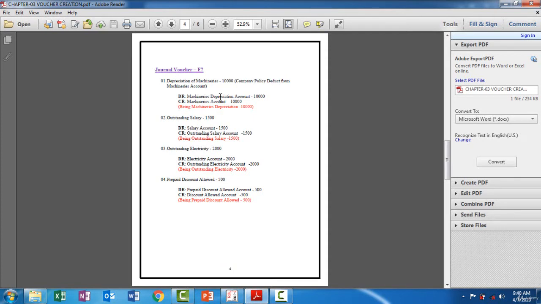So now how can we create this journal? First we have to know what the double entry is. If it is depreciation of machinery 10,000, machinery depreciation account debit 10,000 and machineries account credit 10,000. So first we have to go to Tally.